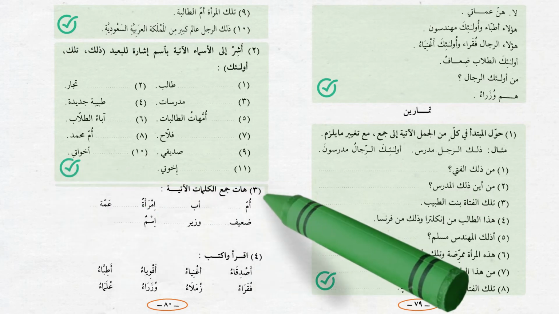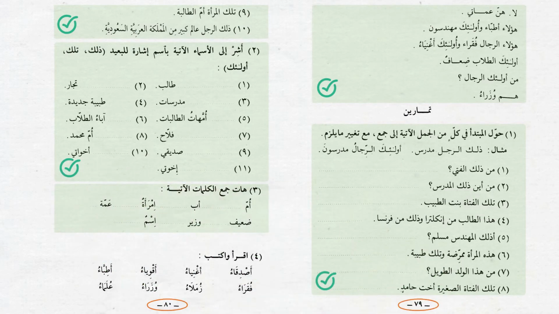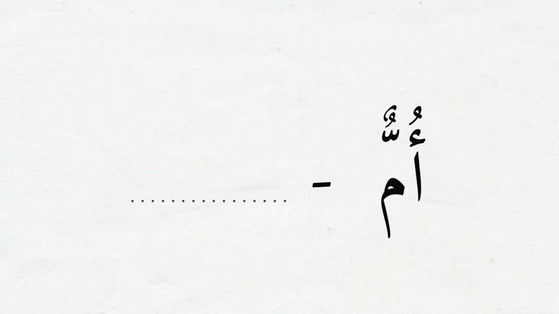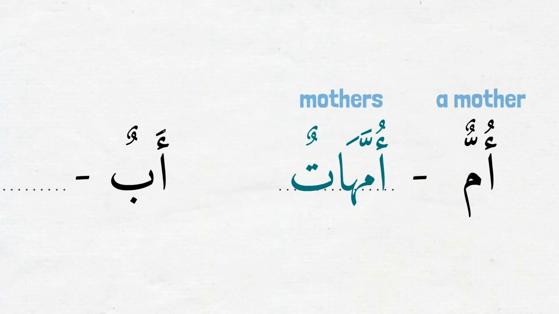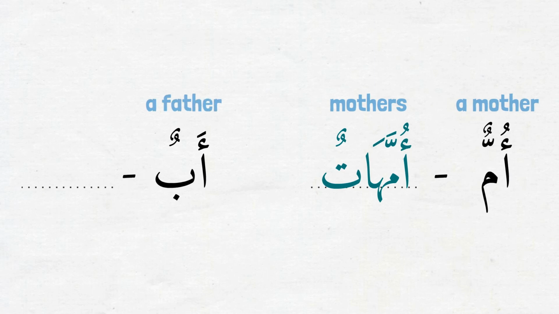In the next exercise on the same page, we will need to find the jam'ul kalimati, the plural of the words given. The first one is ummun, a mother. Do you remember the plural of ummun? It is ummahatun, mothers. Next is abun, a father. Its plural is آباء. آباء is جمع التكسير following the pattern أفعال, as in أولاد or أبناء.